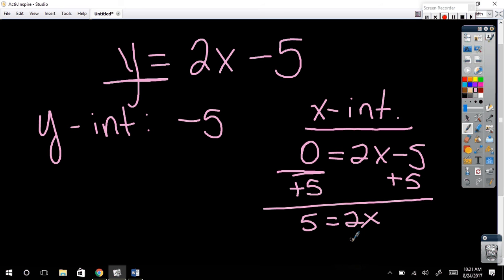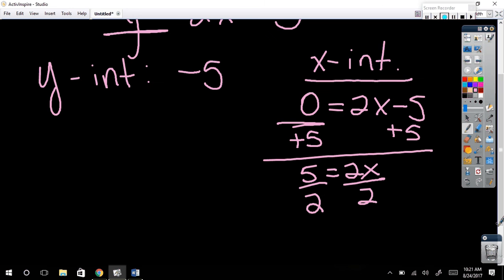That'll make 5 equals 2x. Now what? Divide by 2. But 2 can't go into 5 evenly either, so you have to put 5 over 2. You leave it as a fraction because it doesn't go in there. So that's really 2.5, right? So it crosses the x-axis at 2.5. Does that make sense to everybody? No matter what form it's in, we can still find the intercepts. And intercepts are going to be very, very important to us in the next couple days.